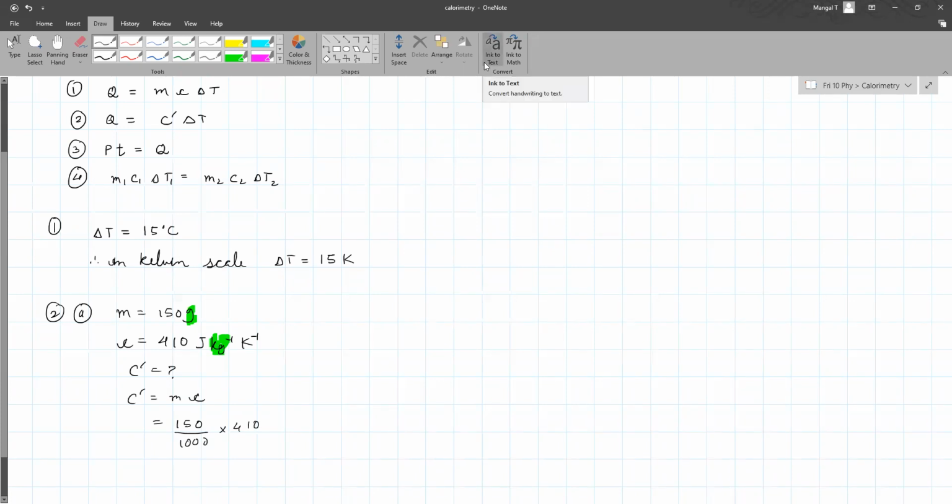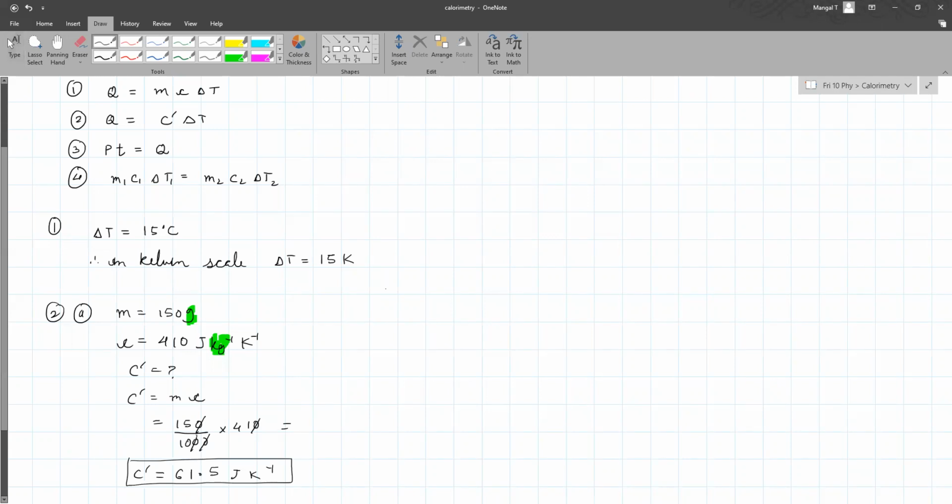So the answer that we will get, we will be having 0.15 into 410. So this is 15 into 41 divided by 10. That will be 61.5 joule per Kelvin. Okay, so that's the answer.